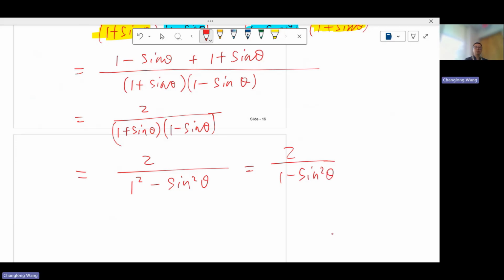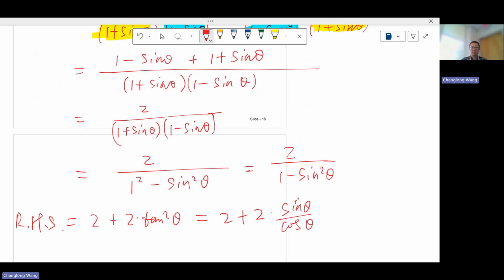So let's say if you don't know what else you should do, then you want to be a little bit more conservative. Let's leave it as is, and let's take a look at the right-hand side. So the right-hand side is 2 plus 2 times tangent squared theta, right? And like I said, we're going to turn it into something to do with the sine or cosine. So it'll be 2 plus 2 times sine over cosine. Since you're squaring the tangent, that means you're going to square the top and the bottom, right?